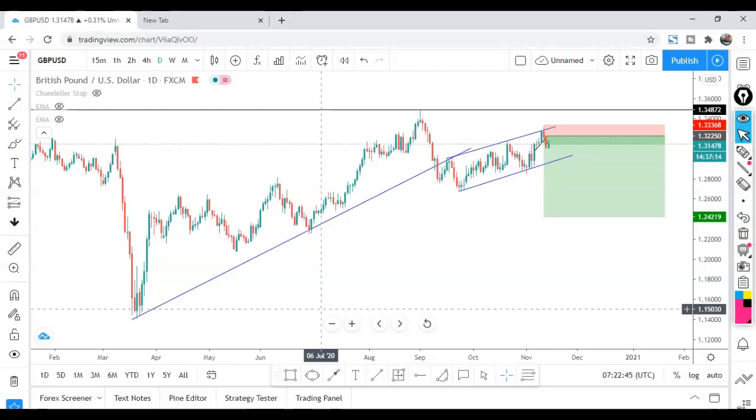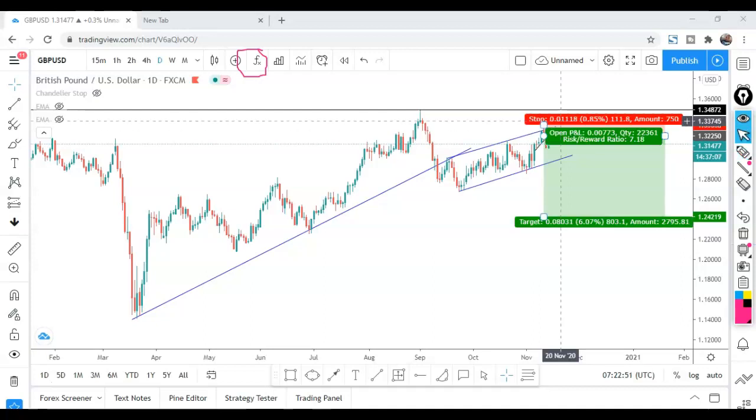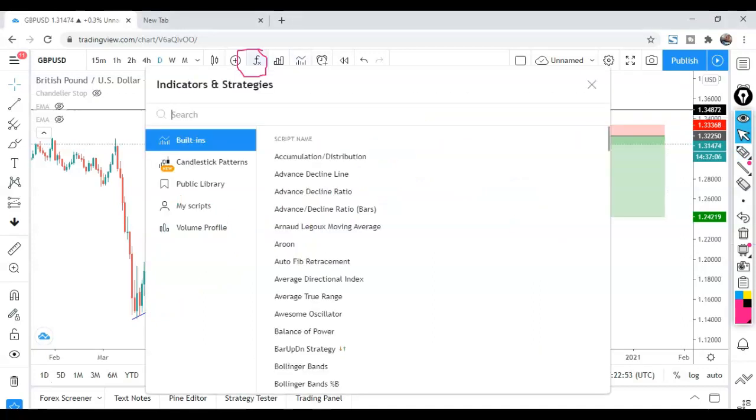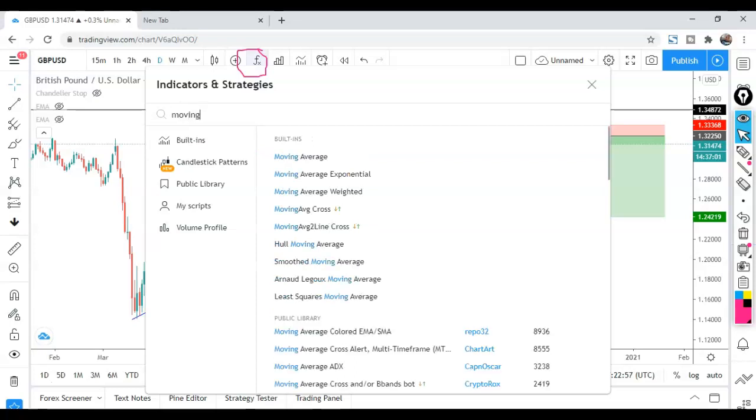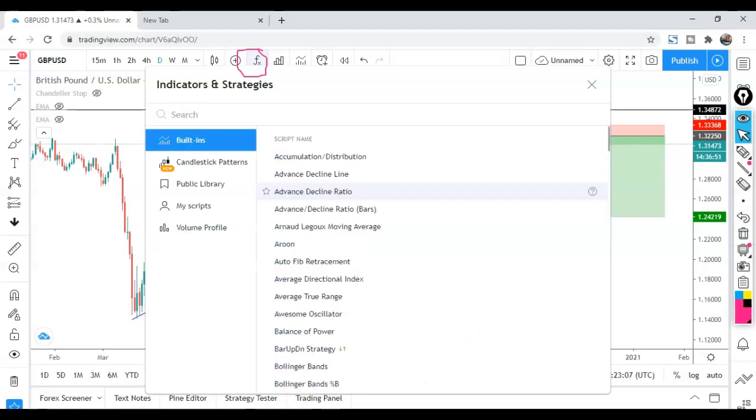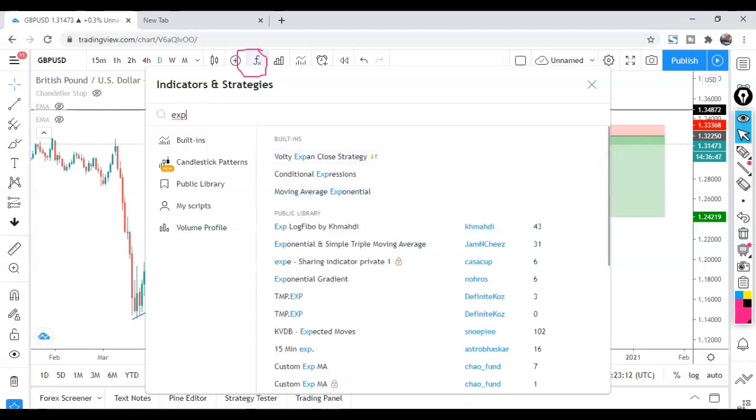First of all, how to apply the moving average on your chart. Just come to where you have the indicator section right here and tap on it. You can now type moving average. If you want to use the normal moving average, you see the moving average. Then this is the other one, the exponential moving average or moving average weighted. Anyone you want to pick, you just click it, then it will appear on your chart.